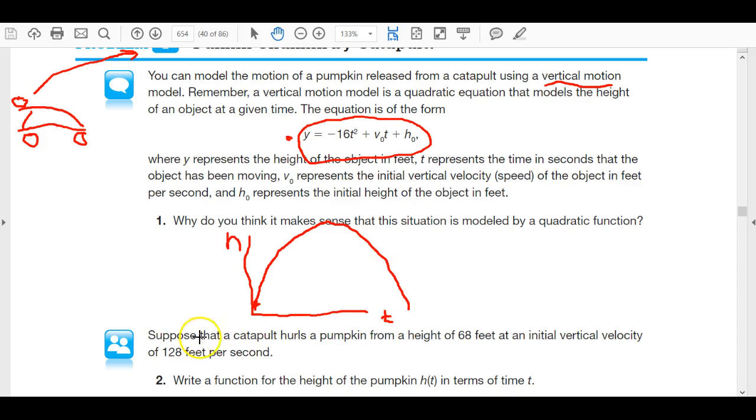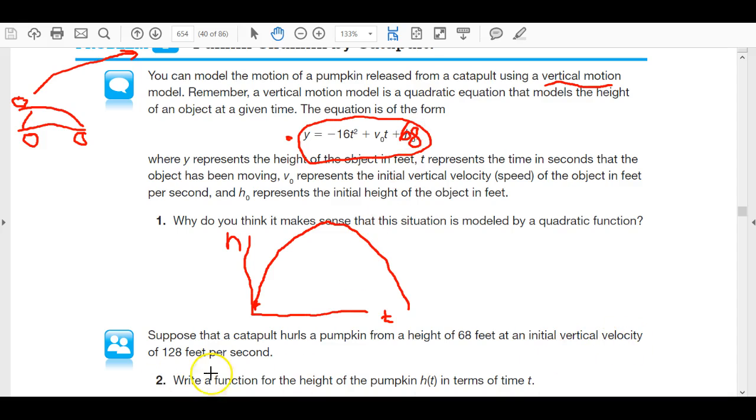So now it says, suppose that a catapult hurls a pumpkin from a height of 68 feet. Okay, so it starts the pumpkin out at a height of 68 feet. So maybe it's up on a platform somewhere. So the initial height, that's this number here, we're going to put in as 68, right?